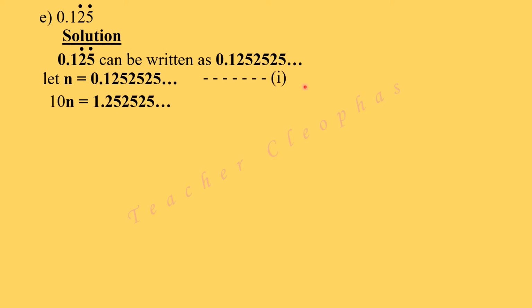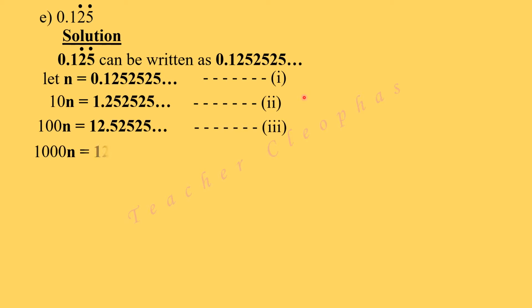If we multiply the first equation by 10, we get 10n equals 1.252525..., and that is our second equation. Suppose we subtract 1 from 2, we will not have eliminated the decimal part, so we can multiply equation 2 by 10, and this gives us 100n equals 12.52525..., our third equation. If we look through the three equations, is there any equation that leaves the right hand side without the decimal part? There is none. So what do we do? We multiply equation 3 by 10.